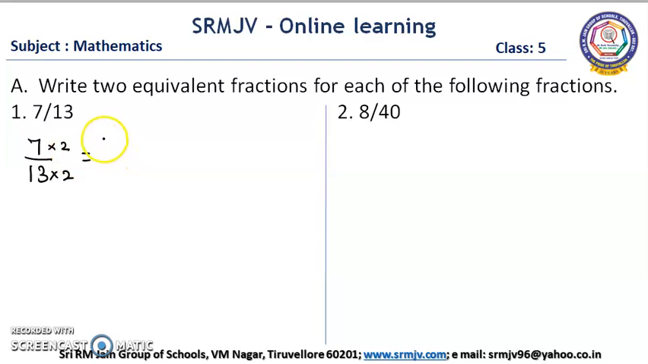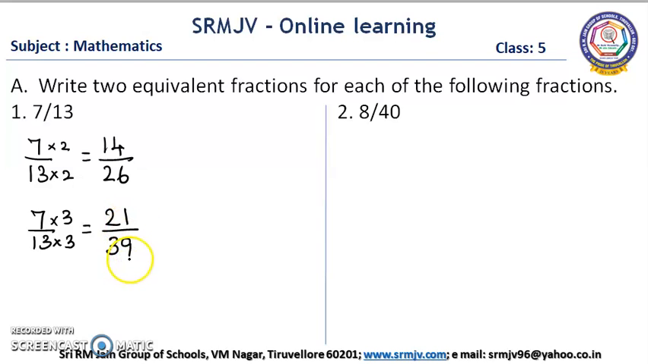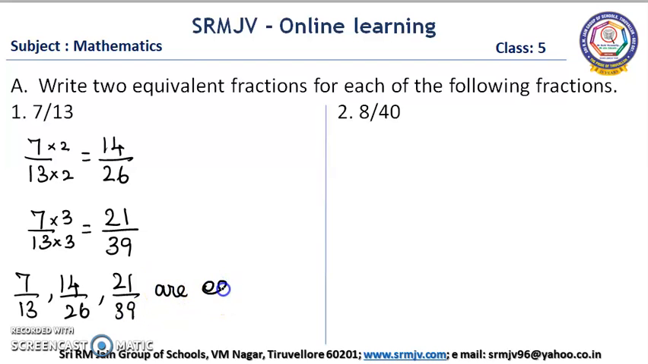Then 7 2s are 14 by 13 2s are 26. So, the first equivalent fraction is 14 by 26. To find the second equivalent fraction, I am going to multiply the numerator and denominator by 3. 7 3s are 21 by 13 3s are 39. So, 21 by 39 is the second equivalent fraction. So, 7 by 13, 14 by 26 and 21 by 39 are equivalent fractions.